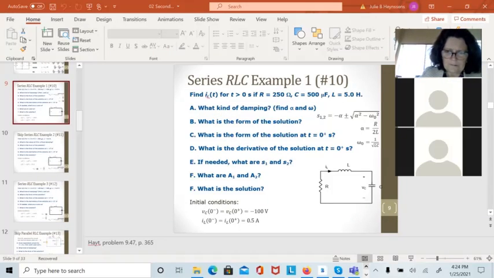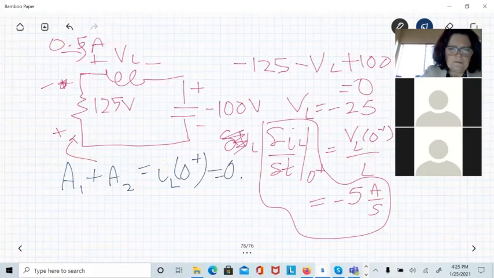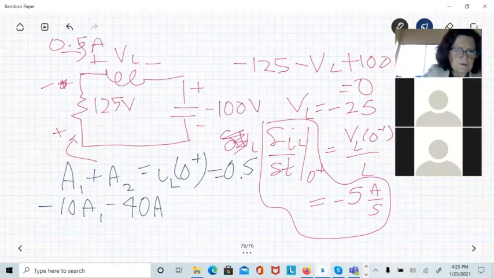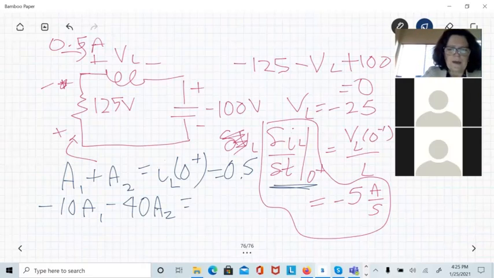This is 0.5 amps. And then we had S1A1 minus 40 S2A2, which was negative 10 A1 minus 40 S2A2, equals this DIL of 0 plus, and we got a number for that: negative 5. Now I stick that into my calculator. I do a little bit of calculator magic. Learn how to solve systems of equations on your calculator. It saves you a bunch of time. And basically what I come up with at that point is A1 is 0.5.